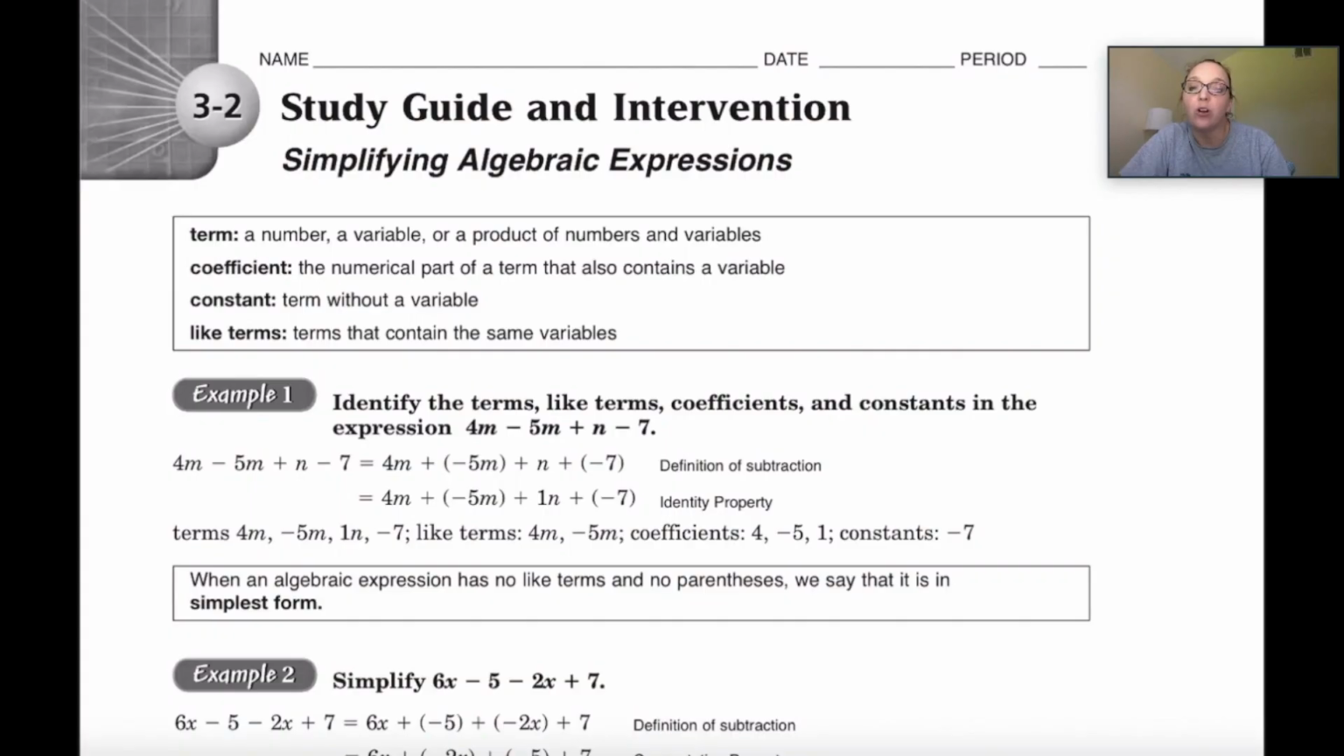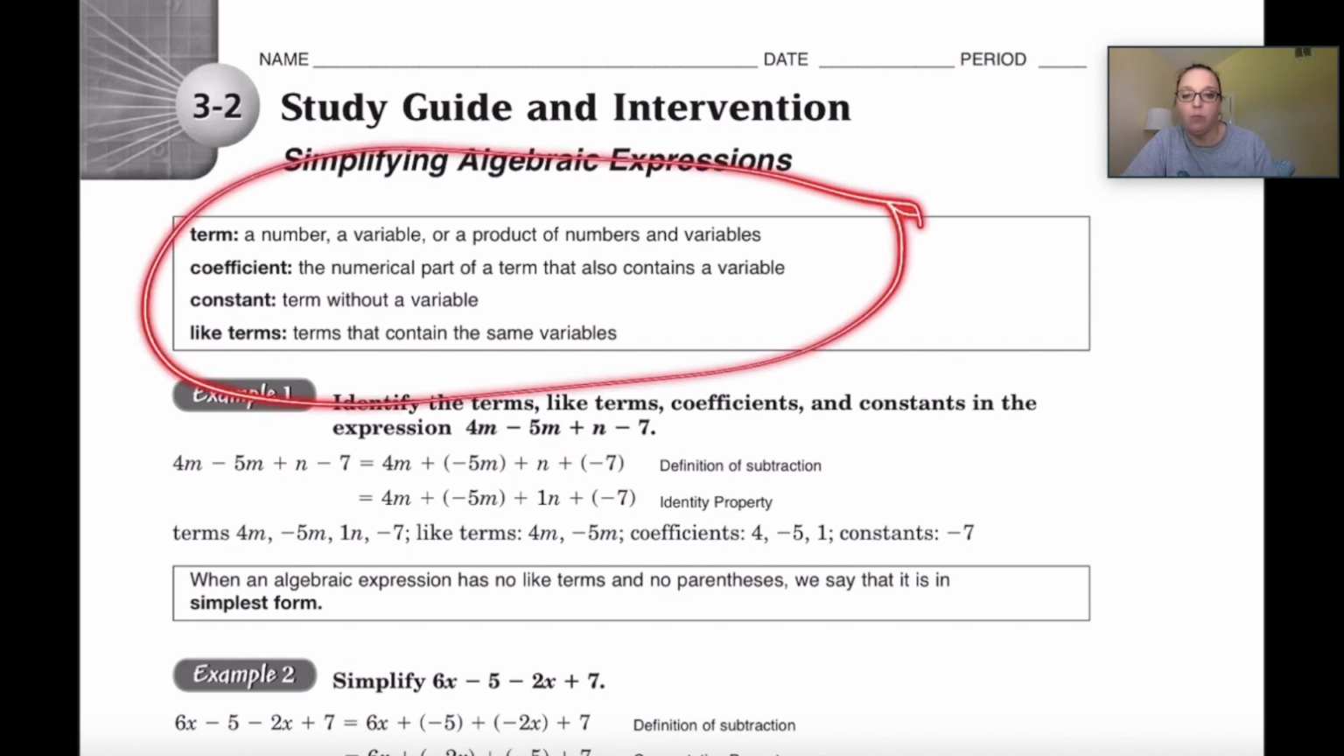Okay, now we're going to go to the next lesson. This lesson is on simplifying algebraic expressions. So right here at the top, this top box, we have some vocabulary words: term, coefficient, constant, and like terms. So term is defined as a number, a variable, or a product of numbers and variables.